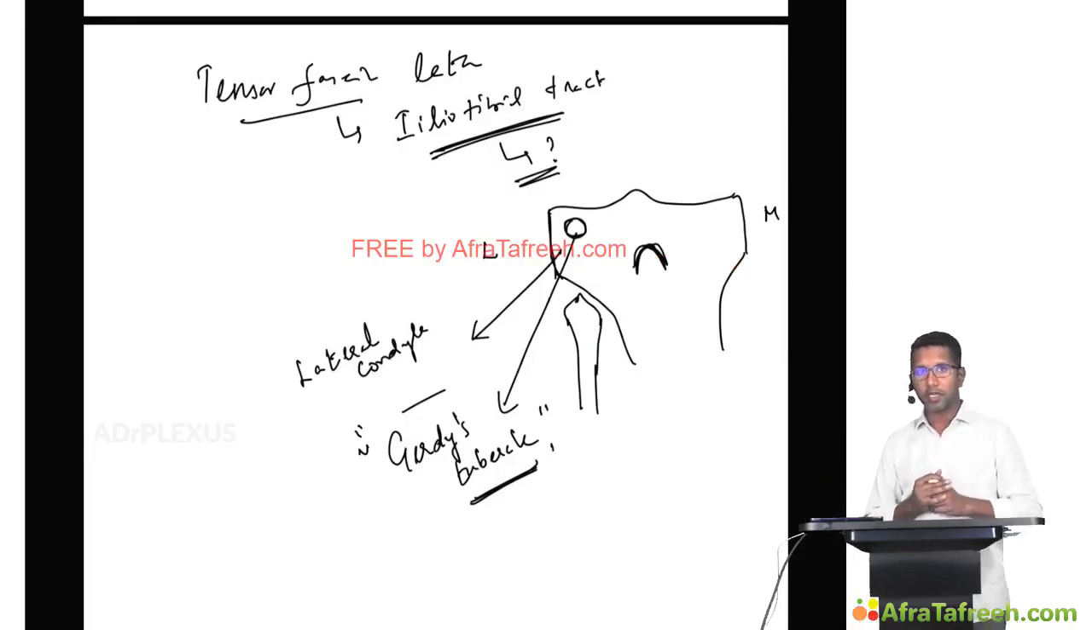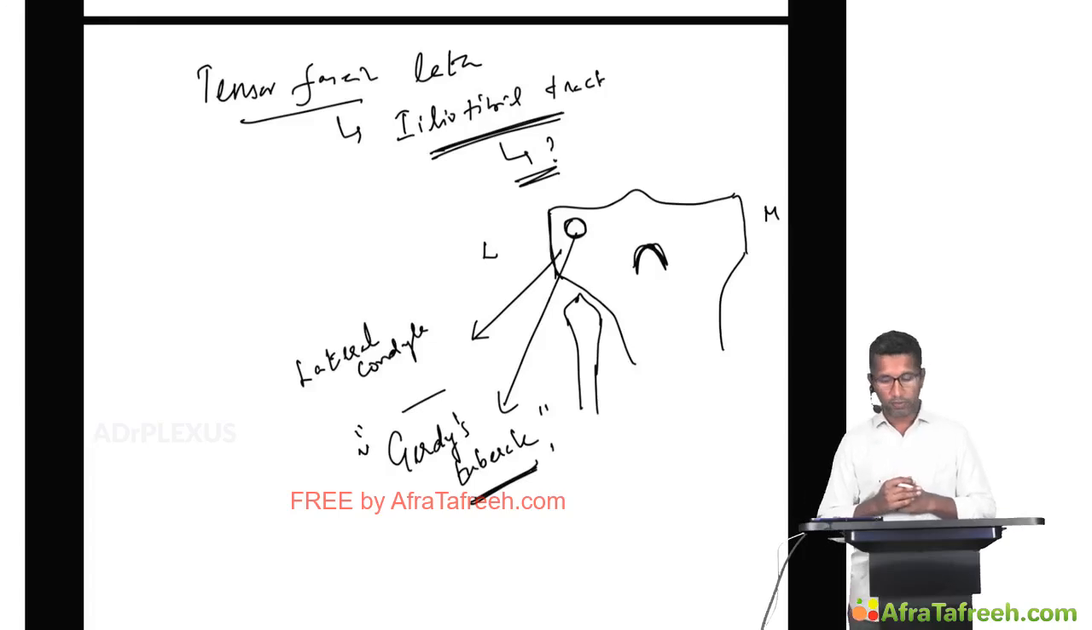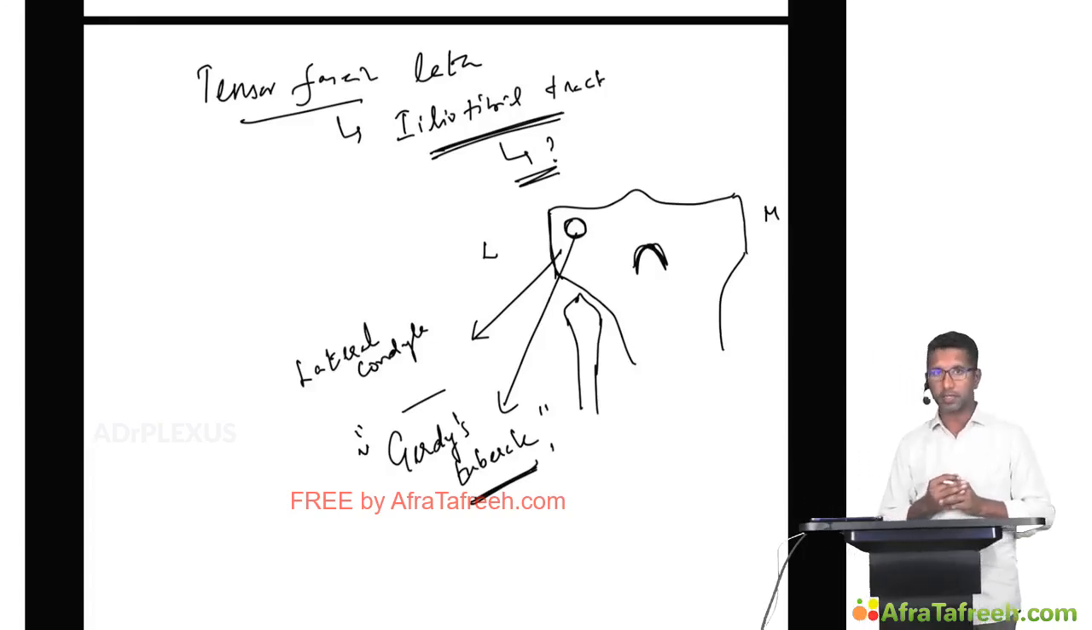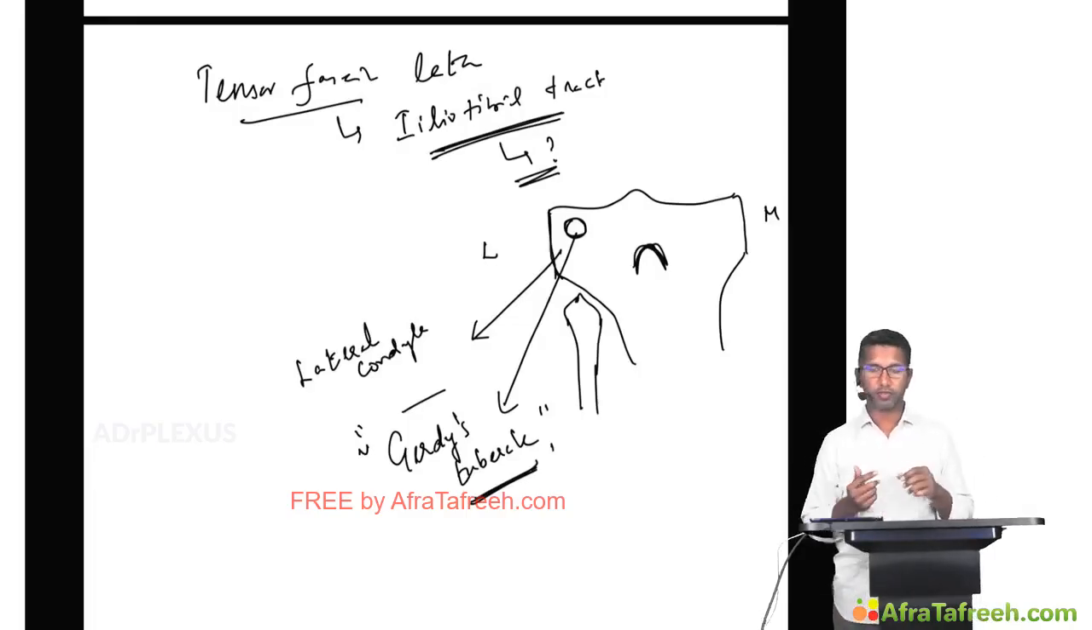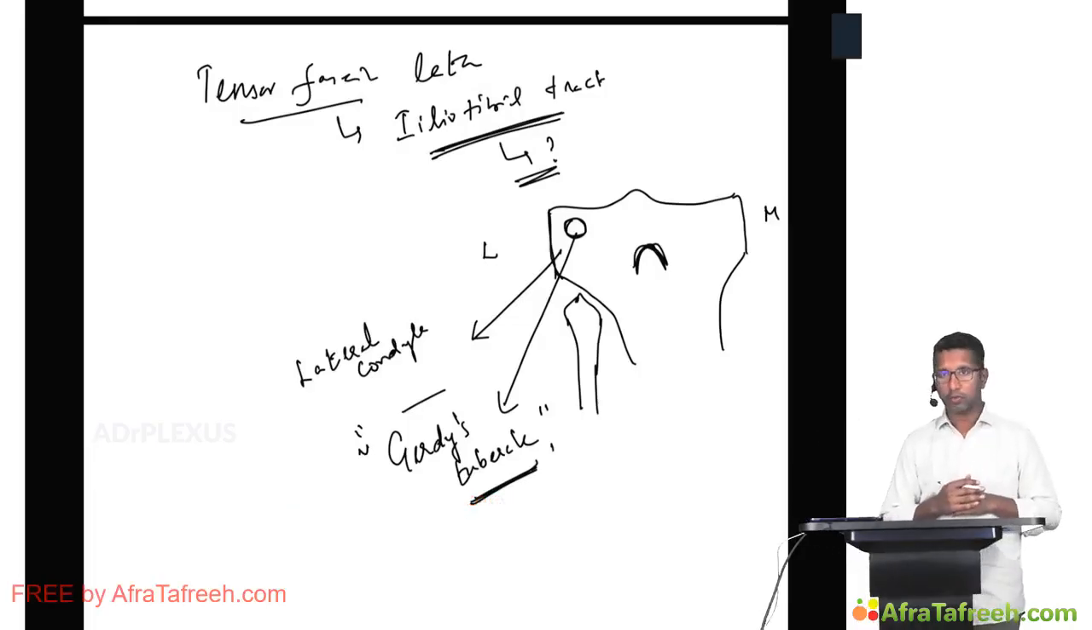Excellent, guys. Can anybody tell me which muscle is checked in the pen test? Yes, very good. It is abductor pollicis brevis. Very good, Anashwara.